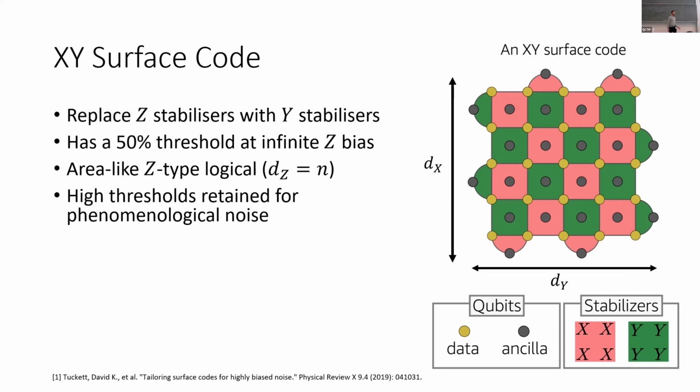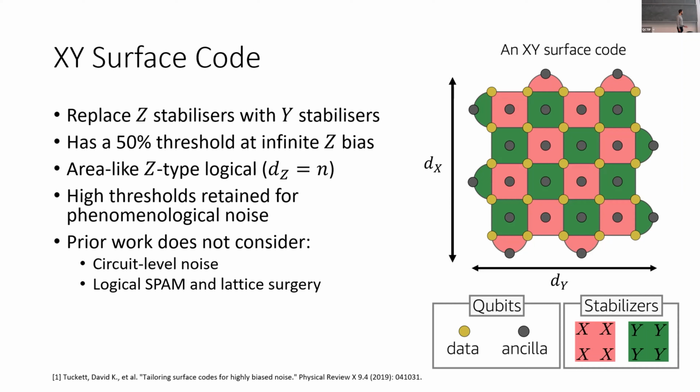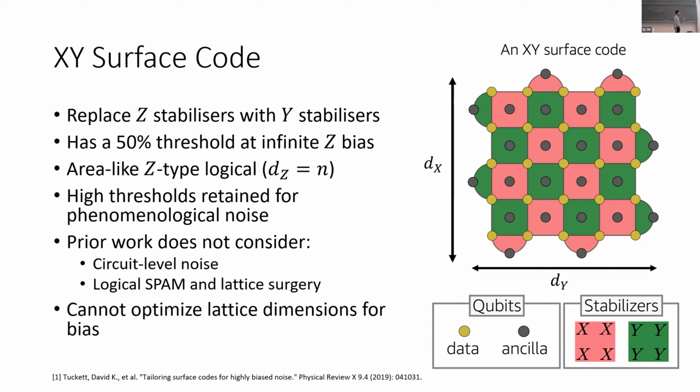And it's been shown that it has high thresholds under a phenomenological noise model, as well as in code-capacity simulations. But prior work does not consider circuit level noise, and it also doesn't consider logical state preparation and measurement, and lattice surgery. And the disadvantage is you can't optimize the lattice dimensions for the bias, because the aspect ratios give the X and the Y distance, but not the Z distance, so you can't tune to the bias.